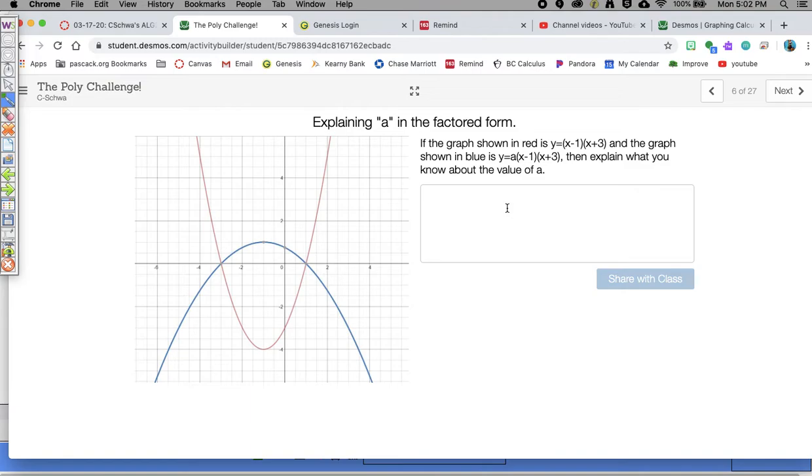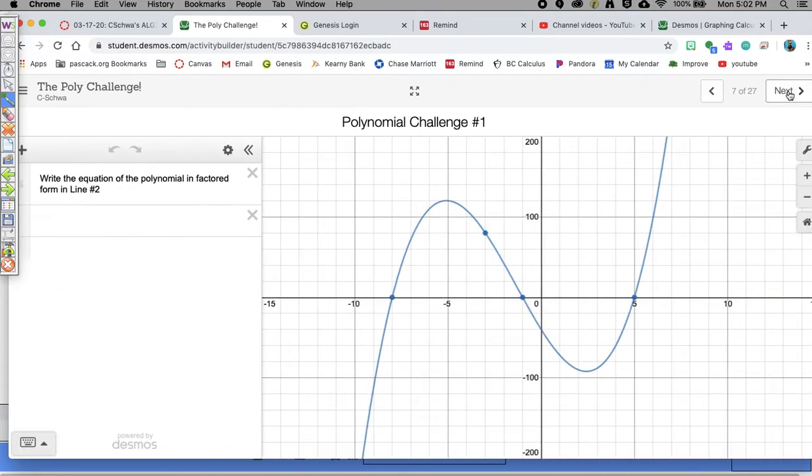For the graph shown in blue, we know that A, first of all, the parabola is upside down, so we would say that A is negative and less than 1. Because A here is 1, and you see how this is skinny, and then this one's wider. That means A is negative and less than 1. So we're going to hit next.